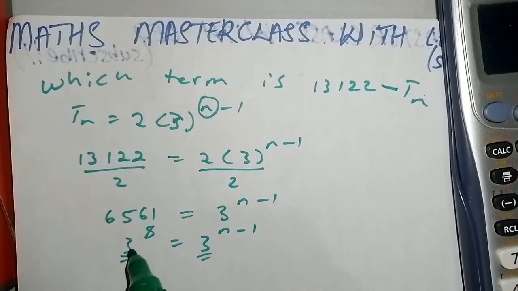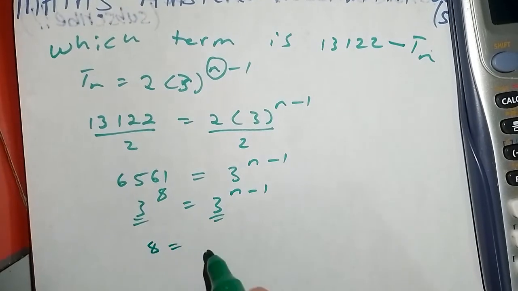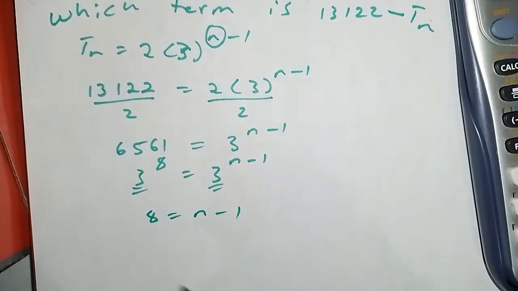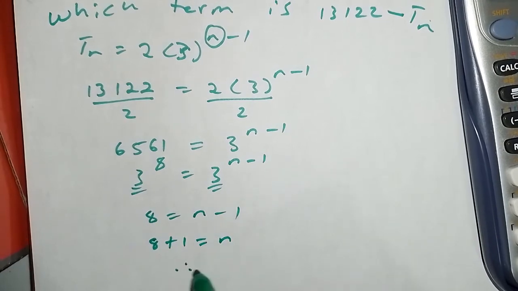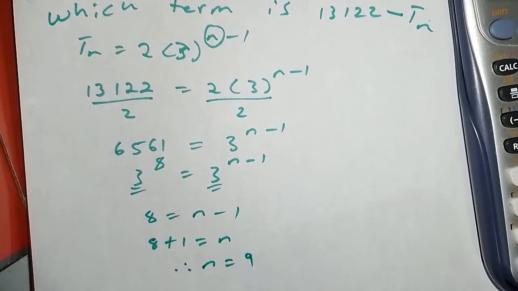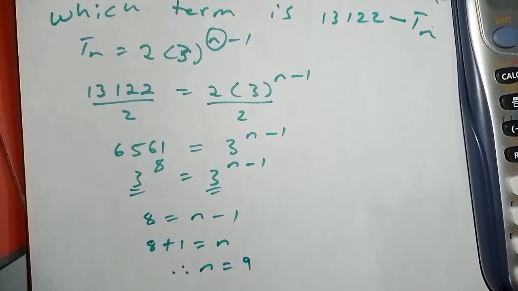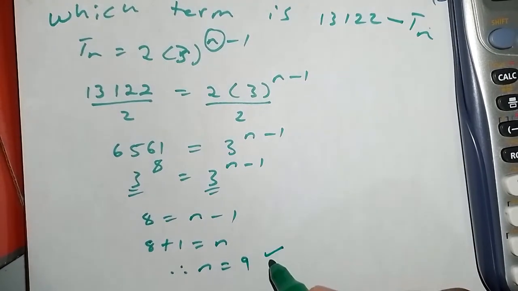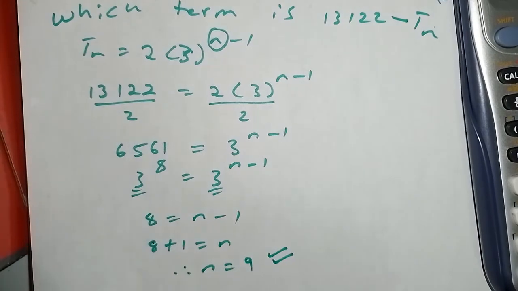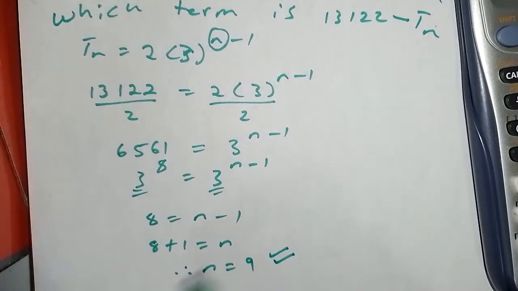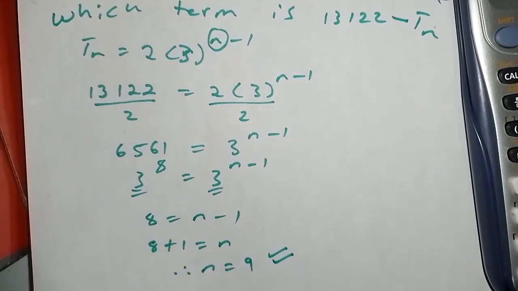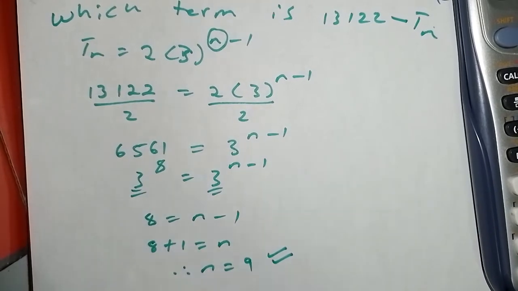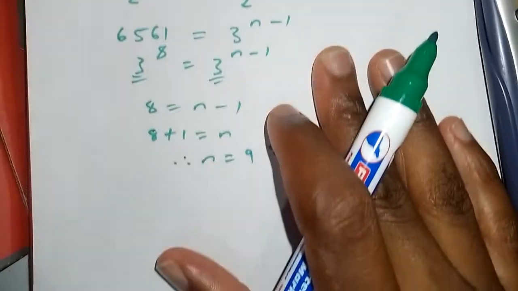Okay, now, I can just drop this. I'll have 8 equals n minus 1, right? Then 8 plus 1 equals n. Therefore, n equals 9. Is the value of n legit? Yes, of course it's legit. Why? My value of n is positive. It's positive, it's a whole number. Your n can never be a fraction, nor negative. Right? Now, let's go to the next question.